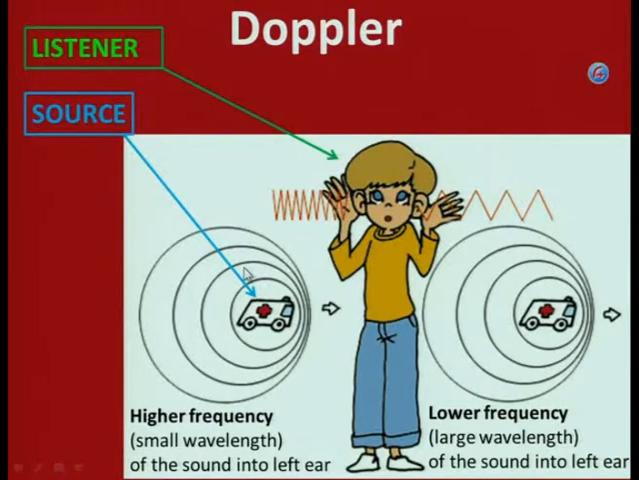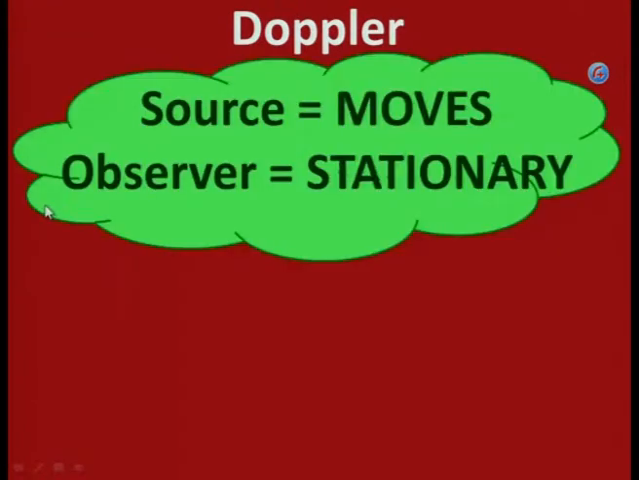So in this example, the listener is the boy and the source of the wave is the ambulance. This would make more sense later on. But for now, you just need to know that the source is the thing making the noise, the car with the hooter or the ambulance with the siren. And whoever is listening or observing that sound is the listener.